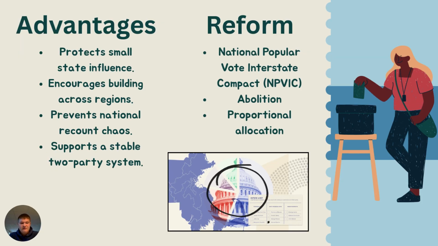Some advantages to the Electoral College are that it protects small state influence. Whereas in a national popular vote, the smaller states with a lower population would not have as much of an impact as they do in the Electoral College, where they have electors. The Electoral College also encourages building relationships across regions. So presidential candidates will visit many different regions instead of just sticking to states like California or New York, where populations are high and they can get the most influence.